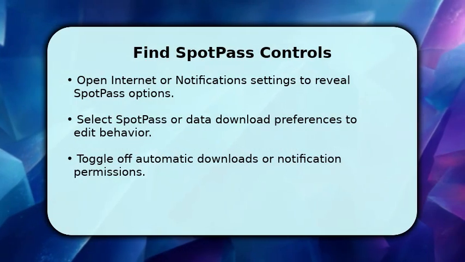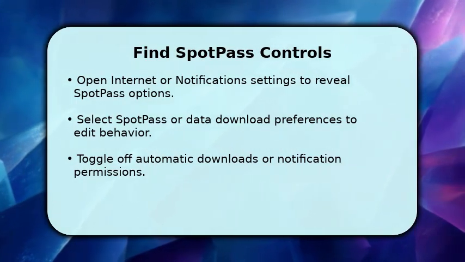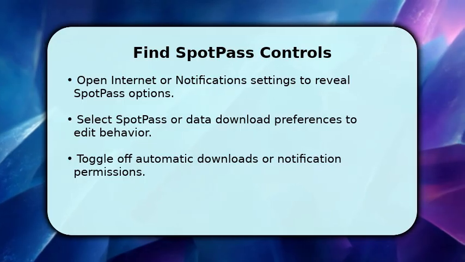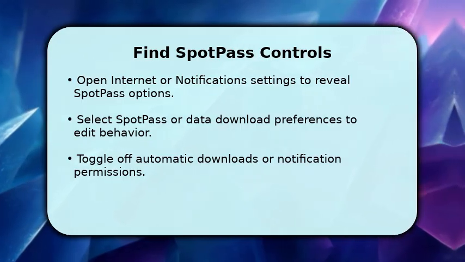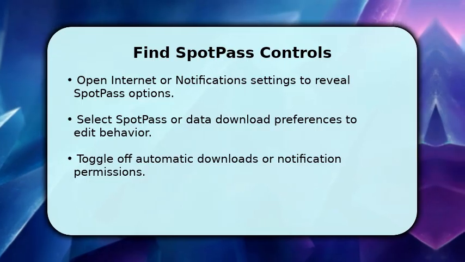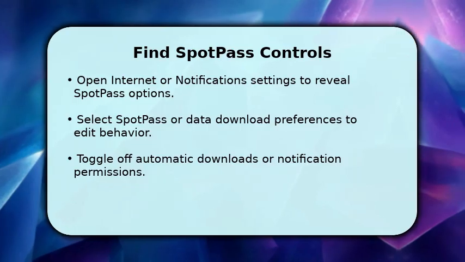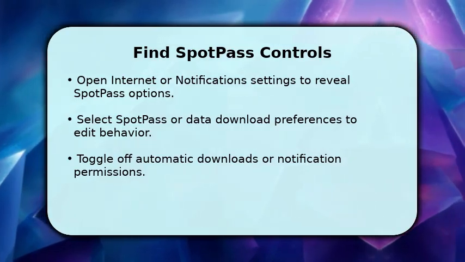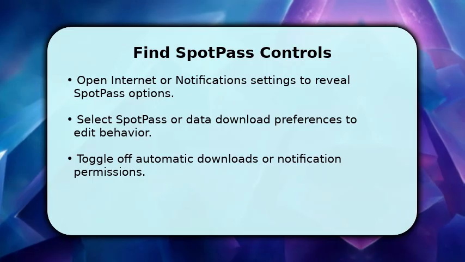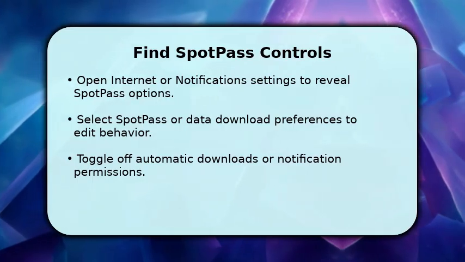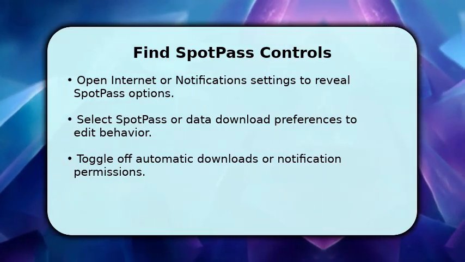Once done in System Settings, open the Internet or Notifications panel and scan for SpotPass, data download, or notification entries. Tap the SpotPass entry to view details. You'll typically see toggles for automatic content downloads and notifications. Make sure to turn off both the automatic download and notification permissions to fully disable SpotPass activities.